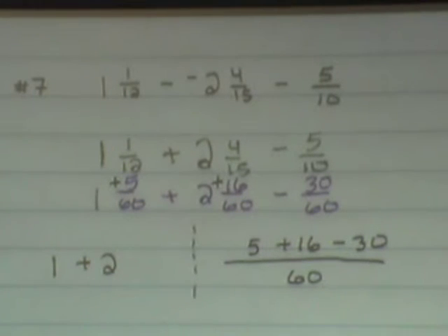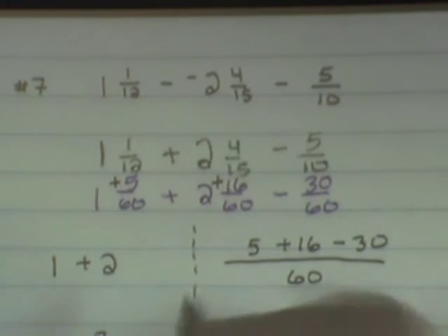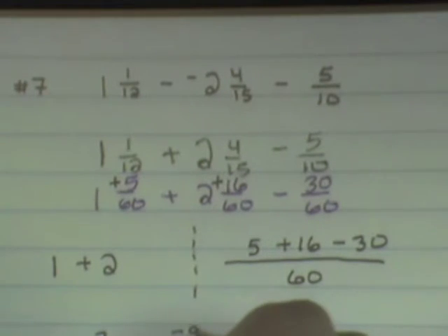Next, I do some addition. 1 plus 2 is 3. And for the fractional part, 5 plus 16 is 21. 21 take away 30 is negative 9. Once again, we see that the whole number and the fraction do not match. And so we're going to have to pull out the borrowing idea.